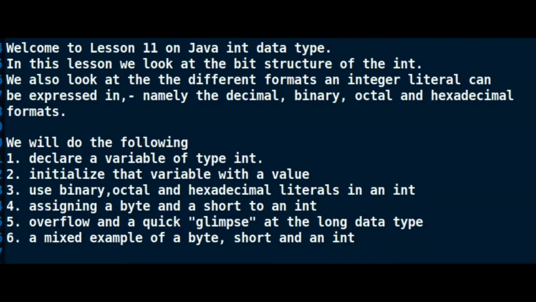We'll also do the following. We'll declare a variable of type int. We'll initialize that variable with a value. We'll use binary, octal and hexadecimal literals in an int. Assign a byte and a short to an int. We'll also look at the overflow and a quick glimpse at the long data type. And lastly, we'll show a mixed example of a byte, short and an int.